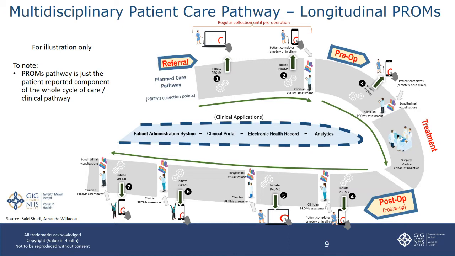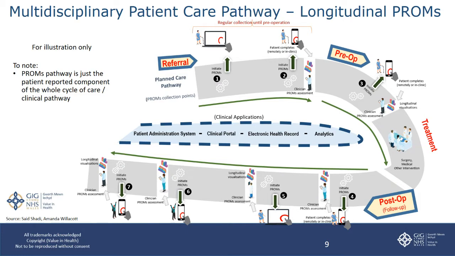And those pathways could relate to planned care, chronic condition, cancer. PROMs pathways are typically a subset of the whole cycle of care clinical pathway. So this diagram provides a very simple illustration of this. For example, PROMs will be collected at regular intervals during the referral stage, then at regular intervals at the pre-op stage until the intervention, for example, surgery, then at regular collection points post-surgery. Though during these interval collection points, there may be information exchanges taking place between the patient device and the health board systems.